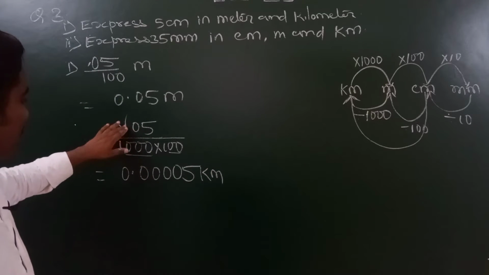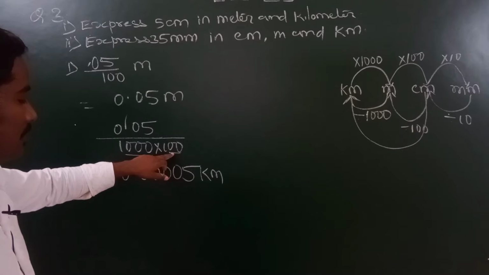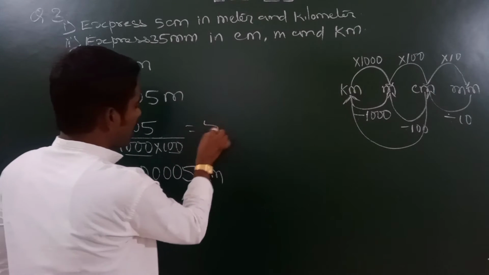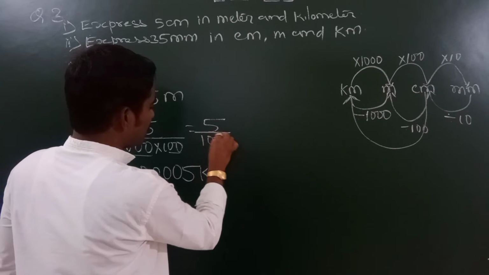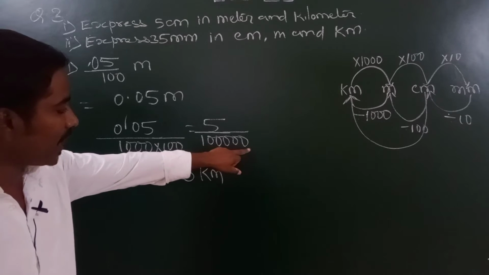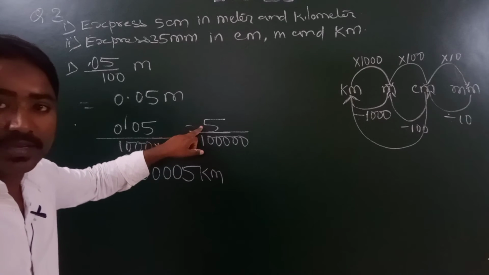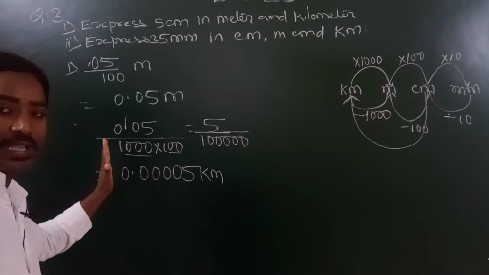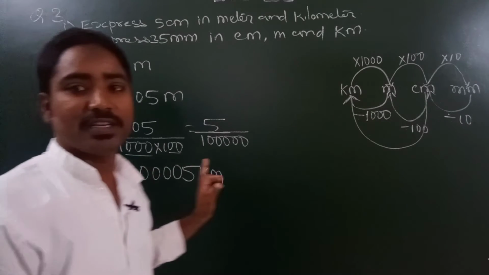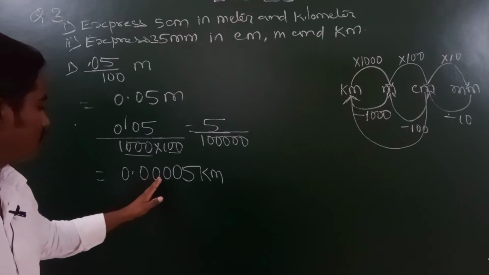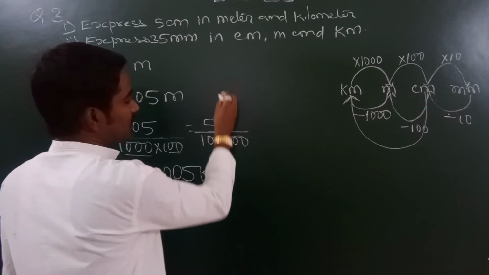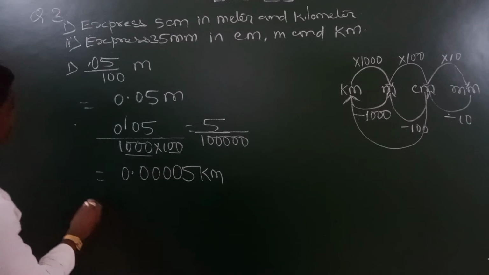What did I do? I removed the decimal from here, so I divided by 100. I removed it at the denominator, at the numerator, so now you can write this as 5 divided by this much. Okay, now here at the denominator we are having 5 zeros, so we will have to make this a 5 digit number. So we will place the zeros here. How many zeros have I placed? 4 zeros, and then I place the decimal. So it is 0.00005 kilometer.